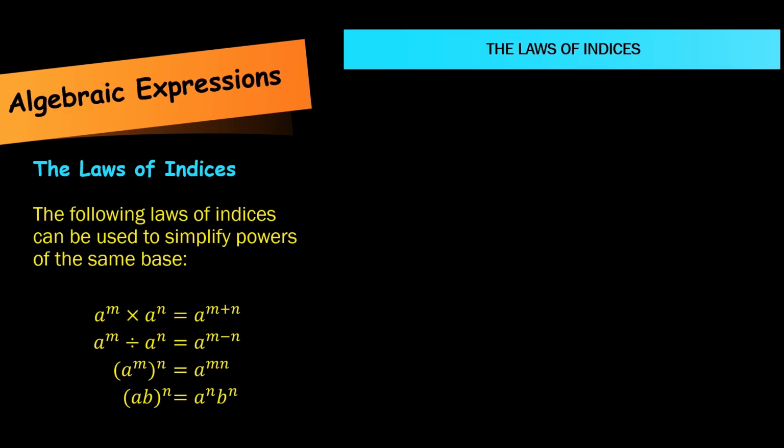Laws of indices can be used to simplify powers of the same base. So a to the m times a to the n is equal to a to the power m plus n, and similarly for the other three laws.